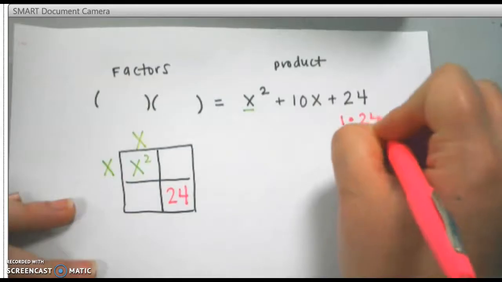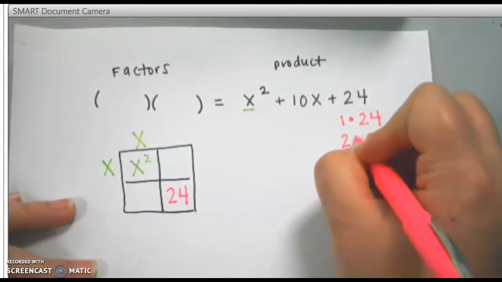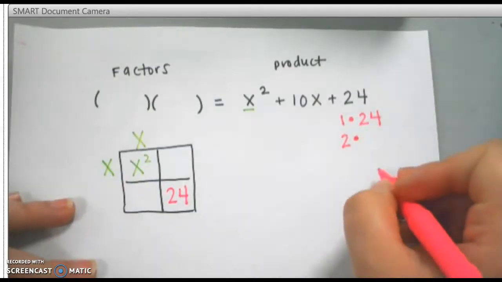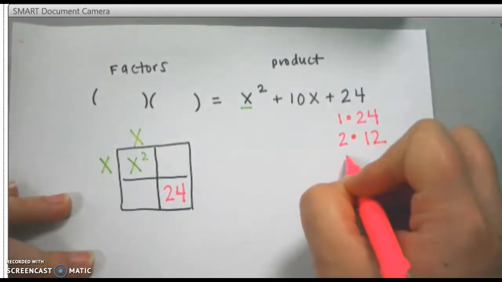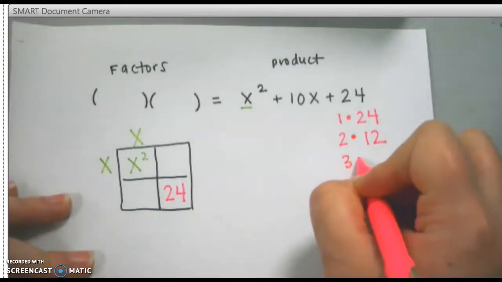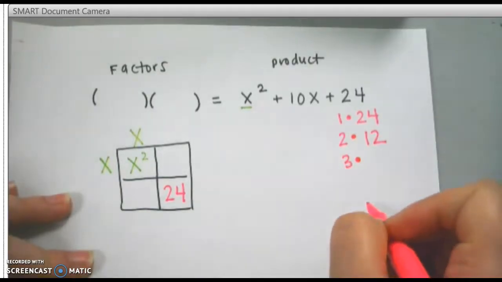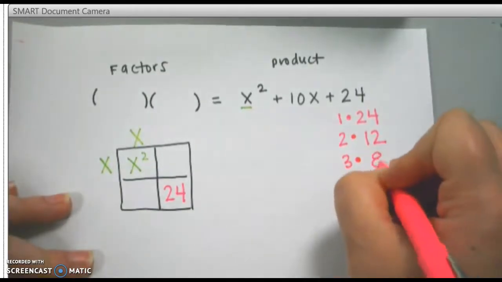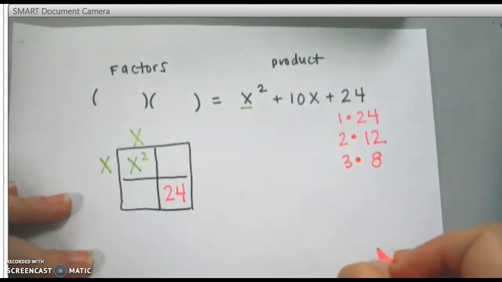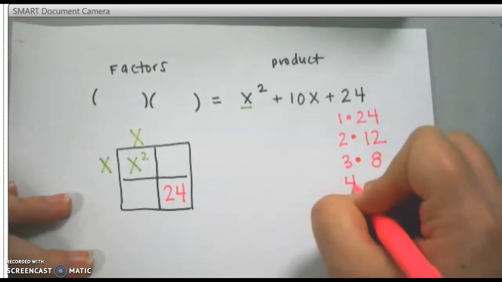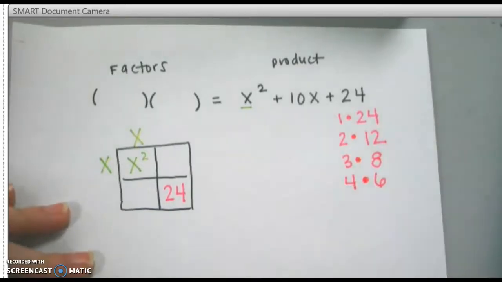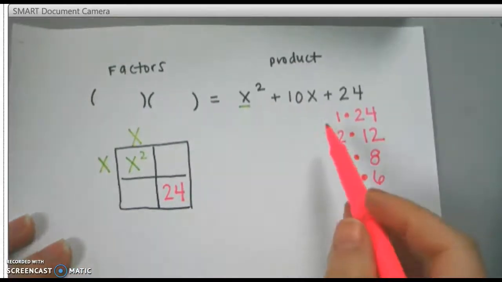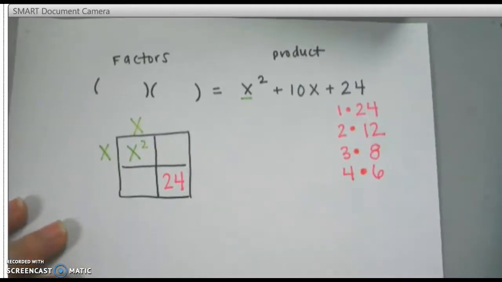I know 1 times 24, it's even, so I can divide it by 2. 24 divided by 2 is 12. I can check and see 24 divided by 3 is 8. 8 times 3 is 24. 24 divided by 4 is 6. So you see how I'm going in order. 1, 2, 3, 4. I'm going in order so I don't miss anything.